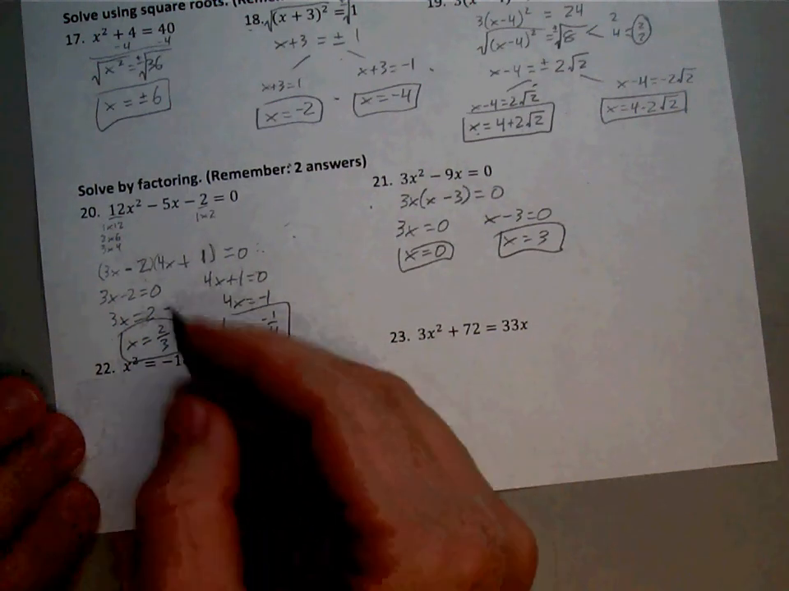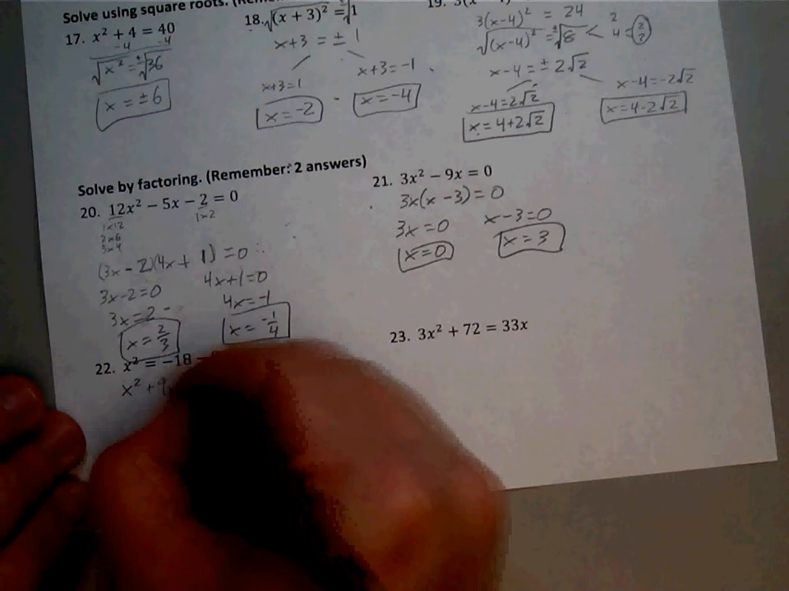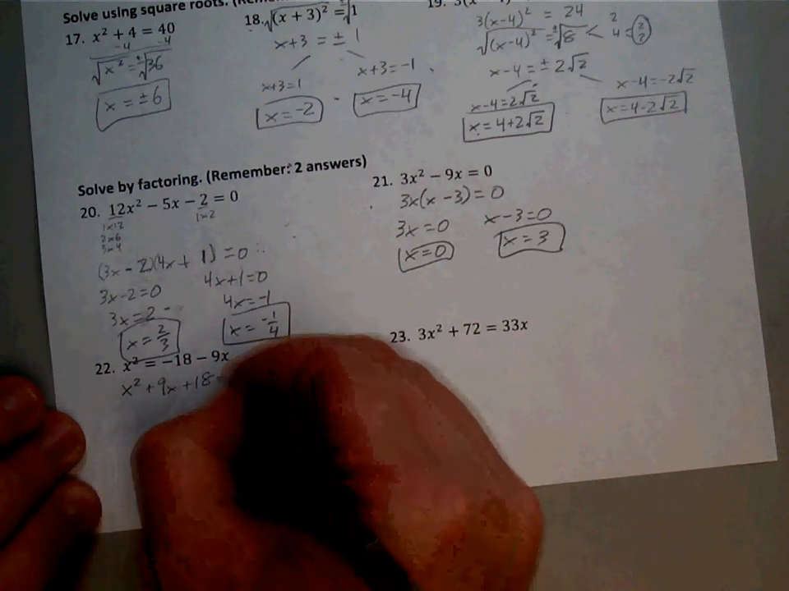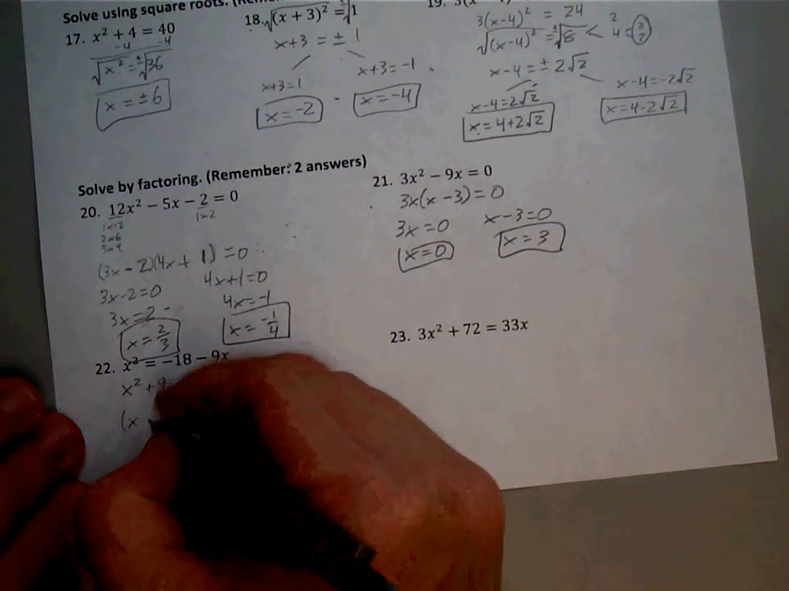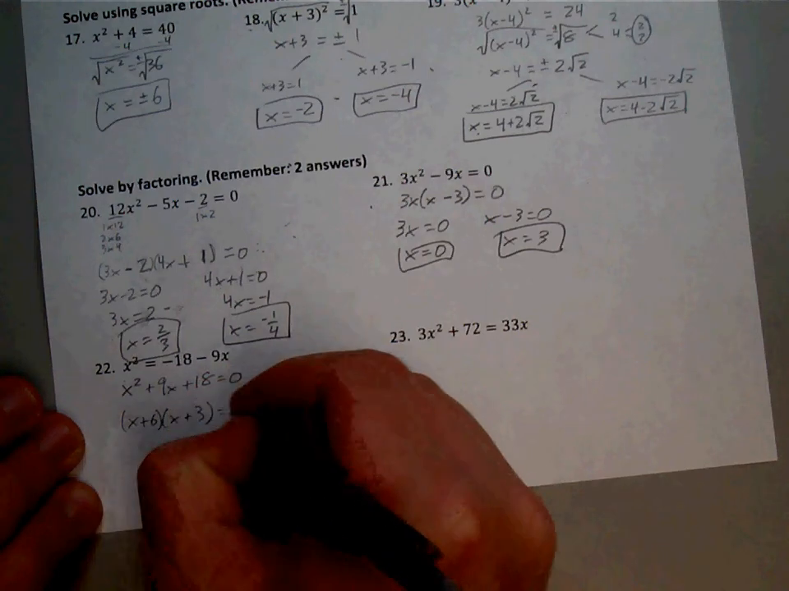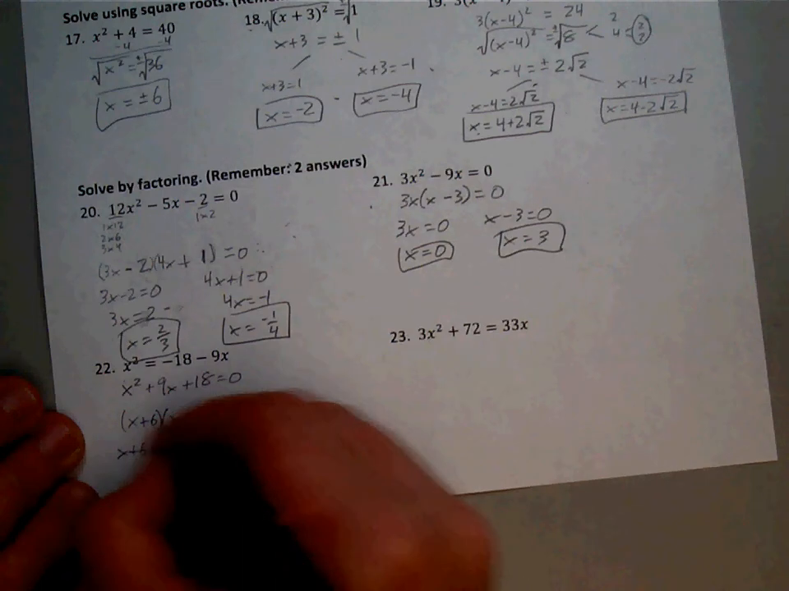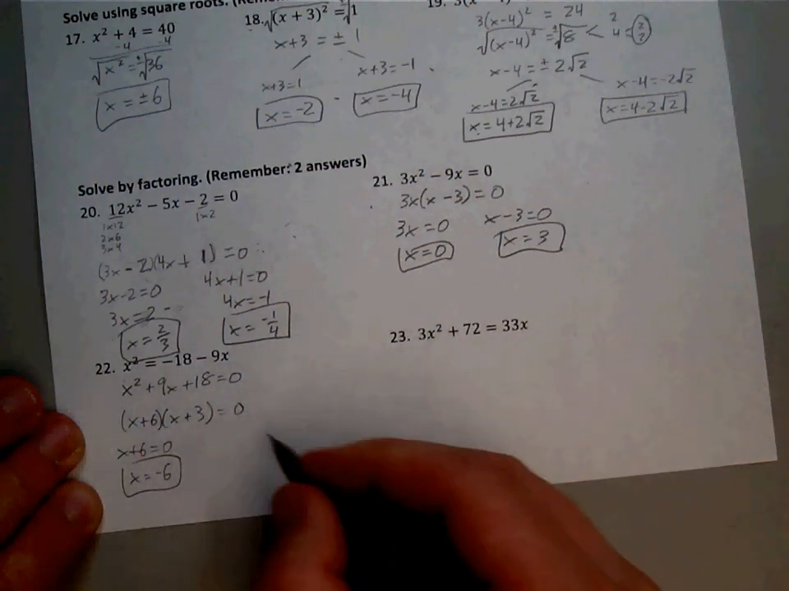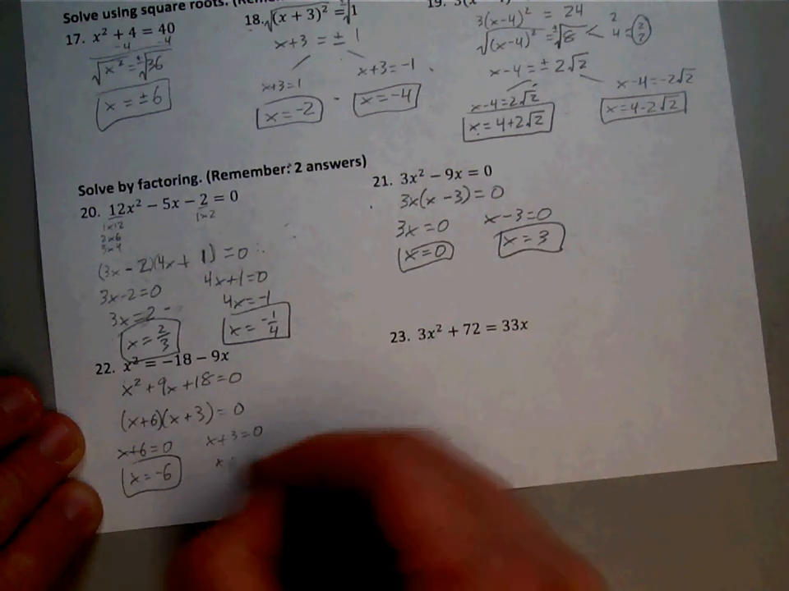Okay, so this one I'm going to bring everything to one side, so it's set equal to 0. Add the 9x over. Add the 18 over, because I want the x squared to be positive. Look for two numbers that multiply to 18 that add to 9. Looks like 6 and 3. They multiply to 18, they add to 9, good. So I set x plus 6 equal to 0. You get -6. Set x plus 3 equal to 0. You get x equals -3.